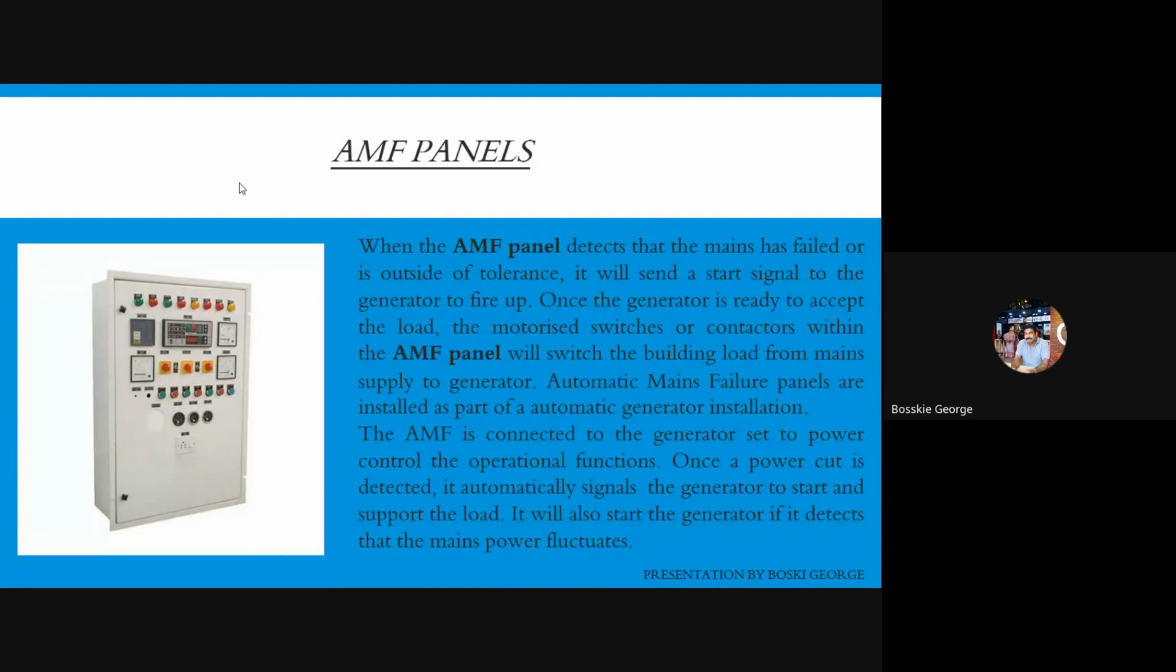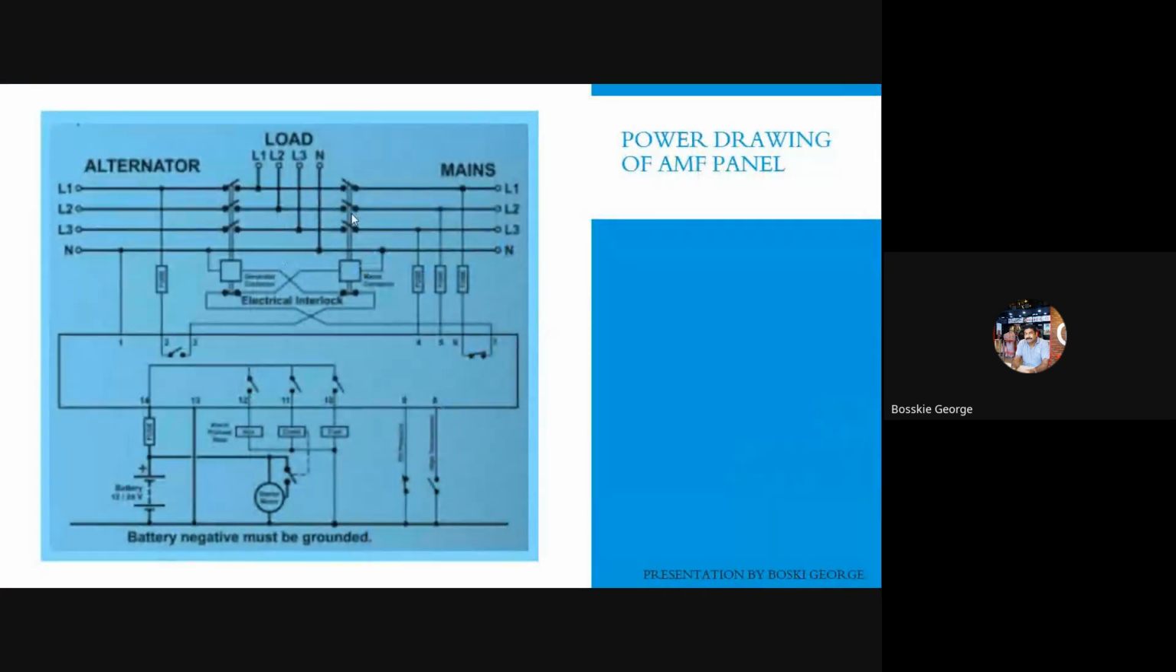So for that application, for that DG switching on, there is an AMF controller, and for the AMF controller we used to have a particular panel for controlling all these DG inputs and electricity board inputs. Okay, so these AMF panels take care of the DG and switch it on and off when the main is unhealthy. So AMF panels we will discuss, and this is the power diagram of AMF panels, alternator side and main side, and here the load is connected.